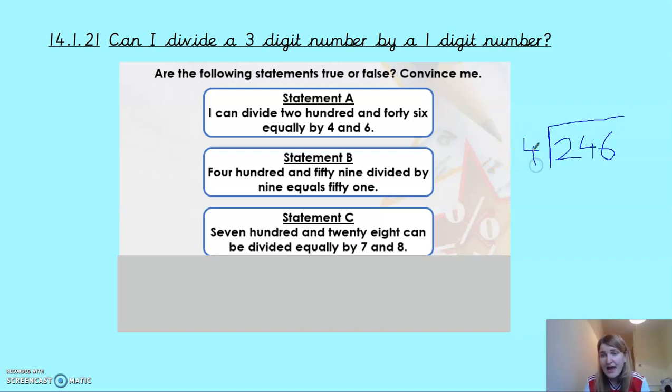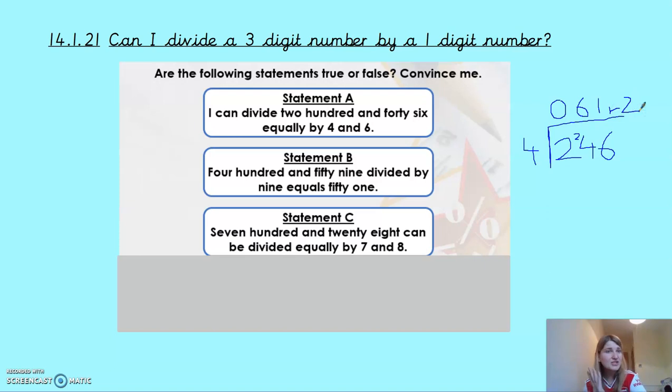So, how many groups of 4 can I make out of 2? I can't actually make any, so really important, I'm going to put my 0 in to hold the place. That 2 gets carried over, so now I've got 24 in the tens. How many groups of 4 can I make out of 24? 6. And there's nothing left over. How many groups of 4 can I make out of 6? I can make 1 group and then I'm going to have 2 left over.